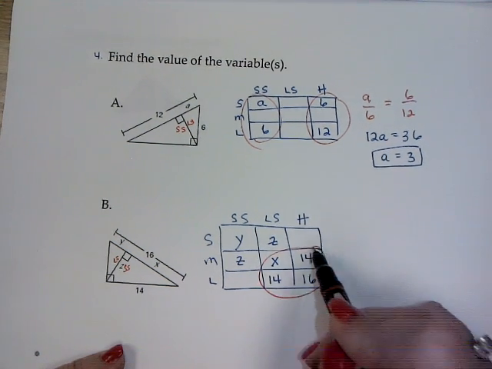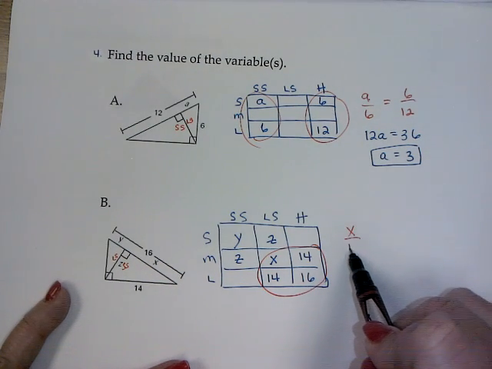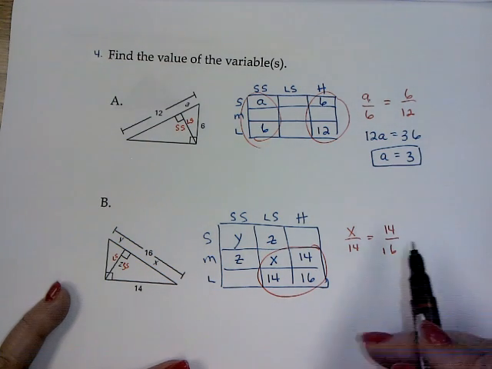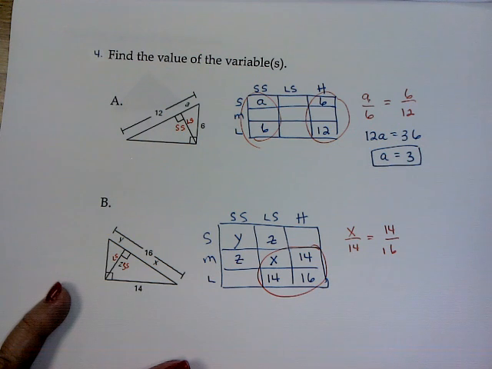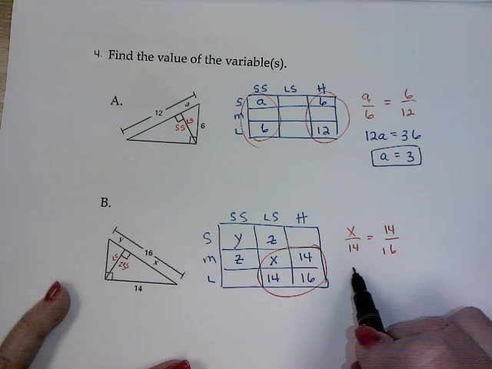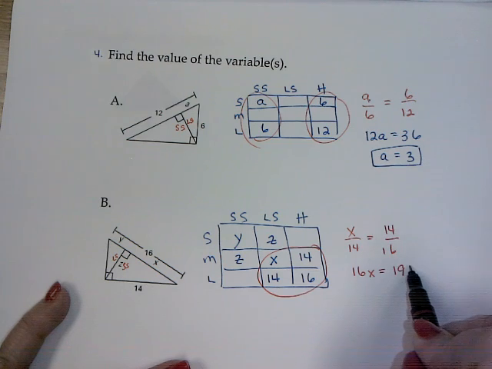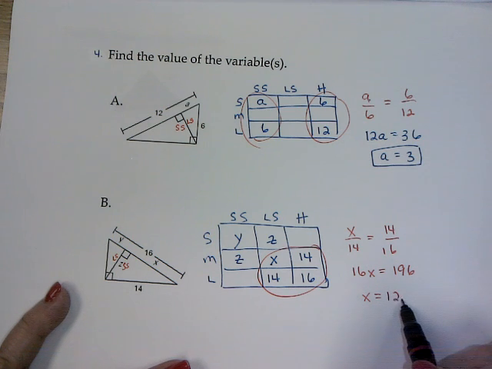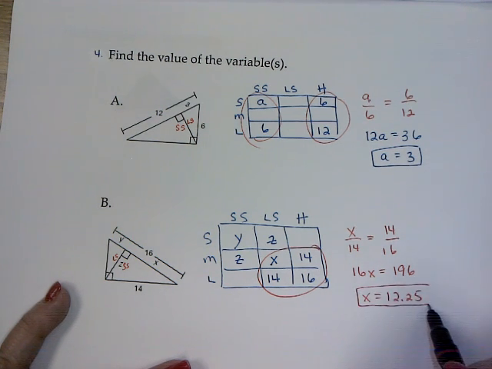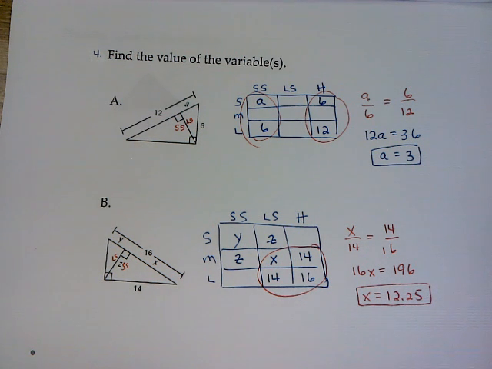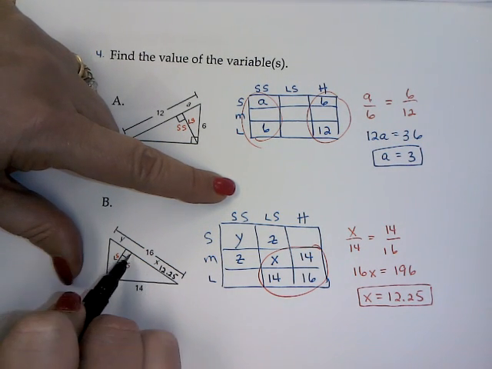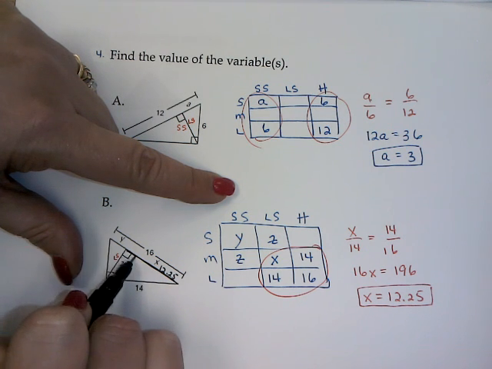Right away, we notice we've got a proportion here. So I have x over 14 equals 14 over 16. So I can quickly find x by cross multiplying. So 16x equals 196. Divide by 16, x is 12.25. So I found my first variable. Now, I know that x is 12.25, so I know that this piece right here is 12.25, which means that this much of it is 12.25.